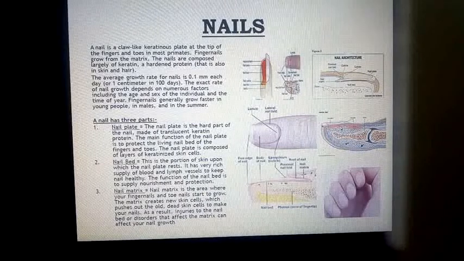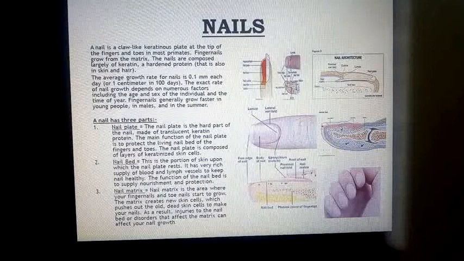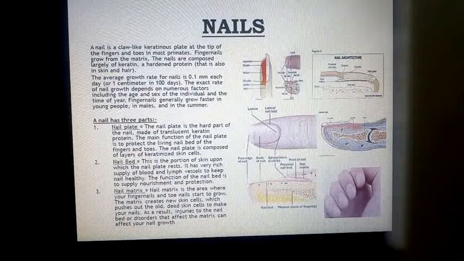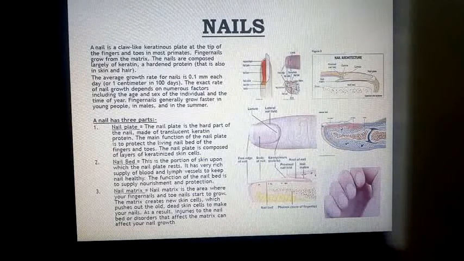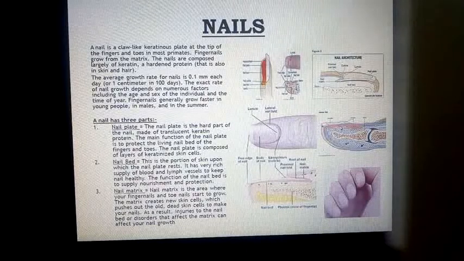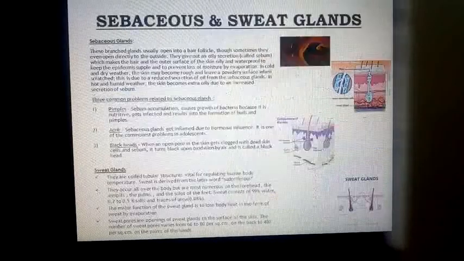Nail matrix. Nail matrix is the area where our fingernails and toenails start to grow. The matrix creates new skin cells which push out the old dead skin cells to make our nails. As a result, injuries to the nail bed or disorders that affect the matrix can affect your nail growth.